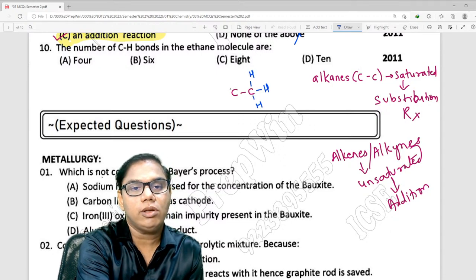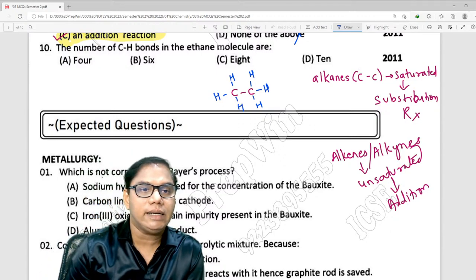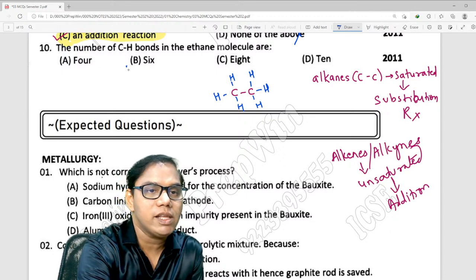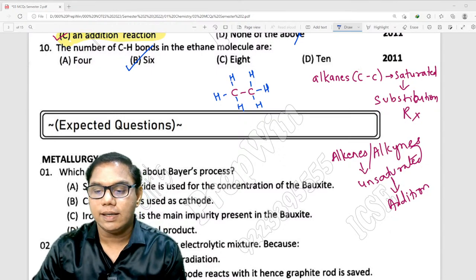2, 3, 4, 5, and 6. How many carbon hydrogen bonds do you see? The 6th one. So without any doubt, the correct answer is B, 6. Isn't it?